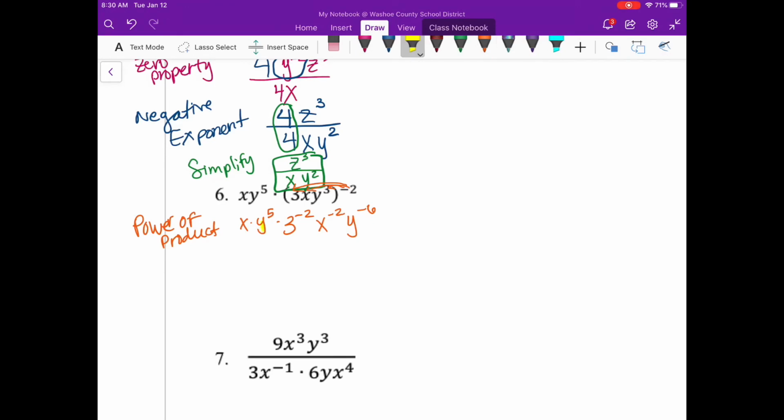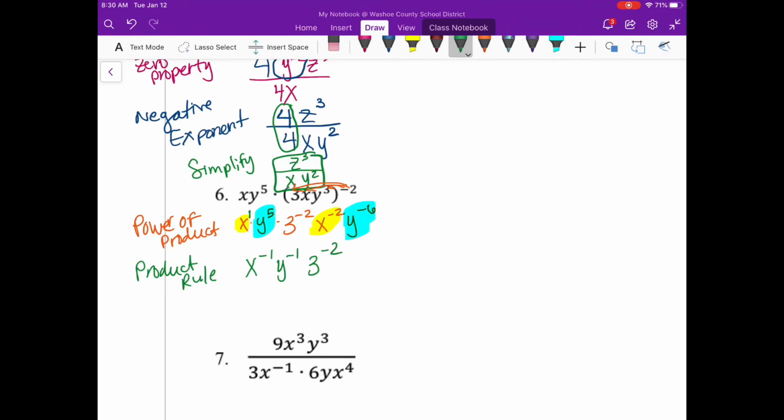So I like to use the product rule to simplify all my x terms together, all my y terms together, and so on. So I'm going to go ahead and use the product rule and combine these into 1. Now, x and this is technically a 1, so 1 plus negative 2 is going to give me x to the negative 1. And then my y's, 5 and negative 6 is going to give me negative 1, and then I have 3 to the negative 2, okay?